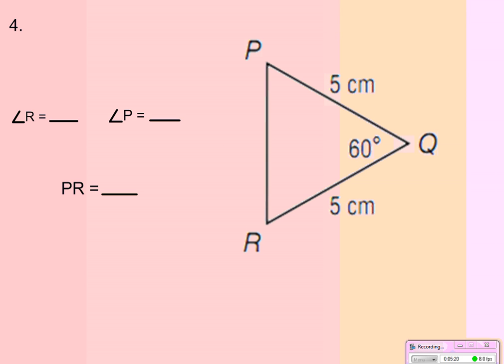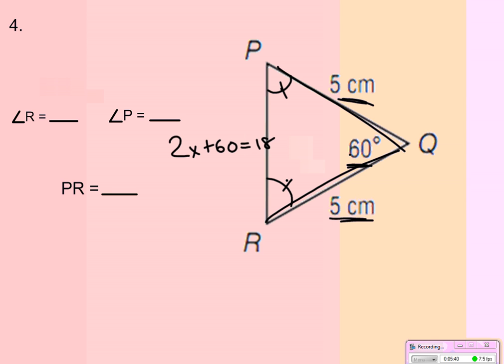So this is 60. This is 5, this is 5. Guess what? This is an isosceles triangle. I know because these two sides are congruent, that means these two angles are congruent to each other. Well, if this is 60, these two have to be congruent, so that's like 2 times x plus 60 equals 180. So a little algebra.